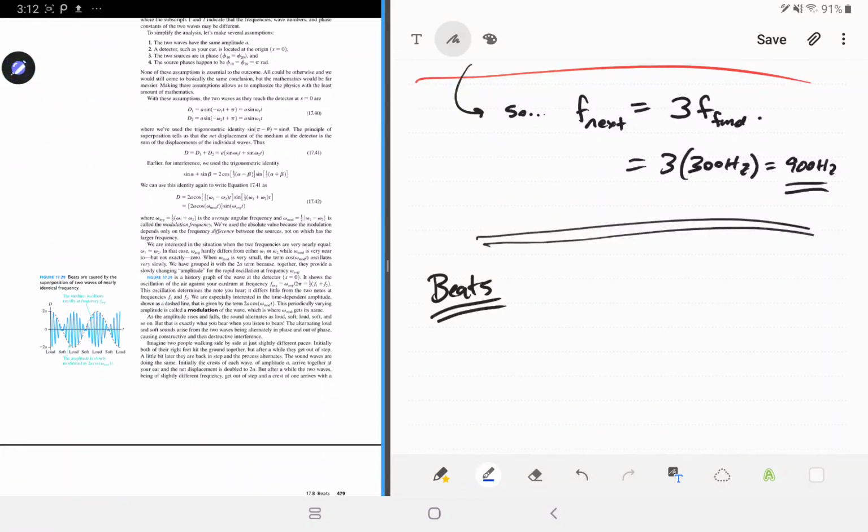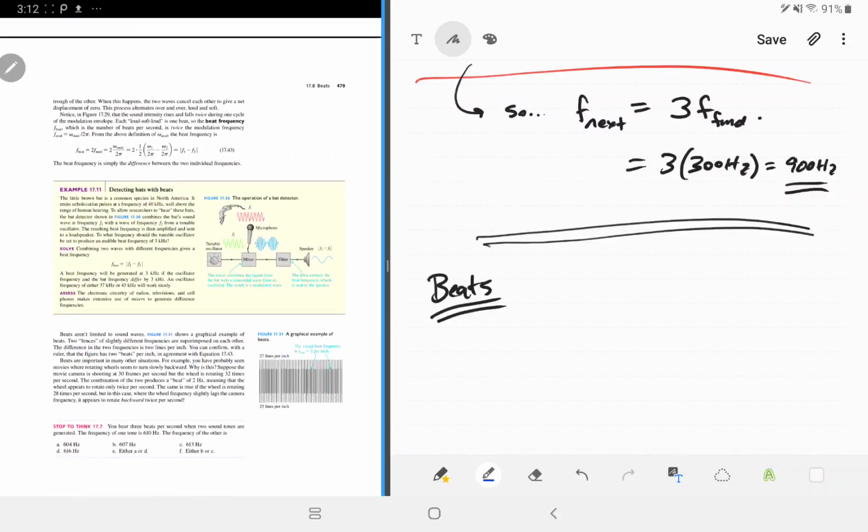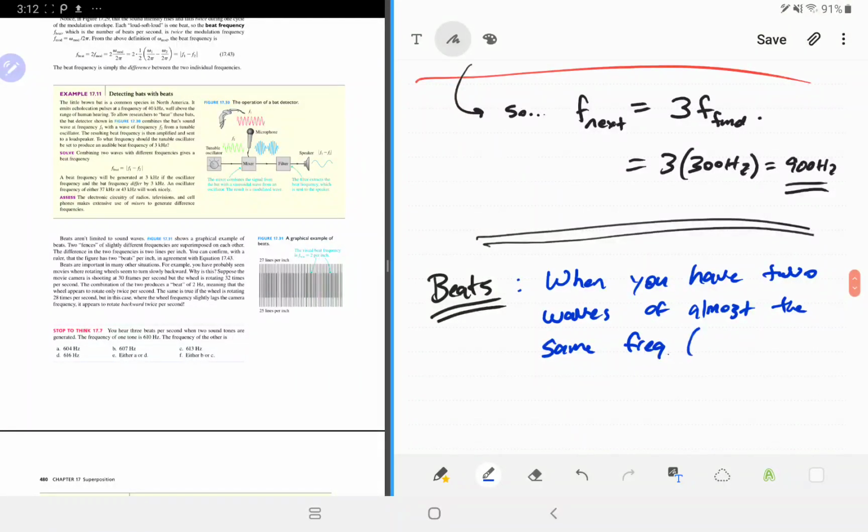So there's a lot of math here, and it can be difficult to see what the point of all of this is. So let me just emphasize what beats are all about. When you have two waves of approximately the same frequency, of almost the same frequency, but not quite the same. So it's F1 and F2 that's about equal to F1, but not exactly equal to it. Then what you notice is you really hear or see, depending on what kind of wave you have, the difference in those two frequencies.